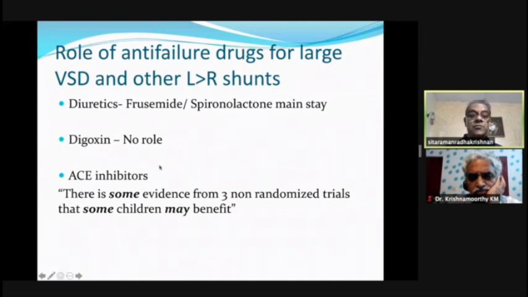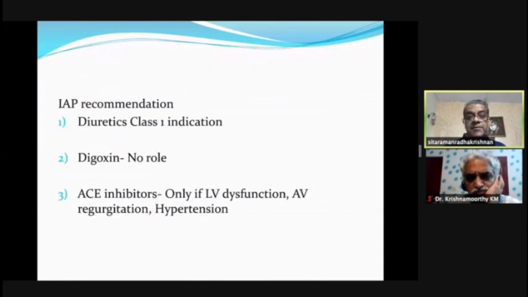Digoxin has no role. If you look at ACE inhibitor, which is a very common prescription that we notice in pediatric practice, if you review the literature, it is finally said that there is some evidence from 3 non-randomized trials that some children may benefit with ACE inhibitors. So that is the current situation of ACE inhibitors.